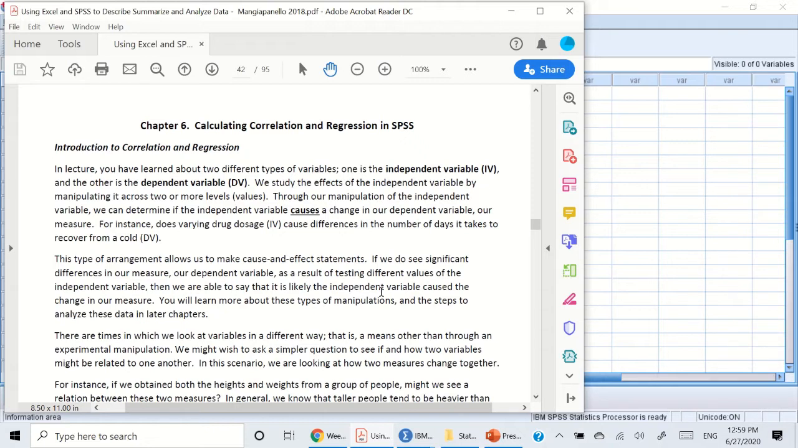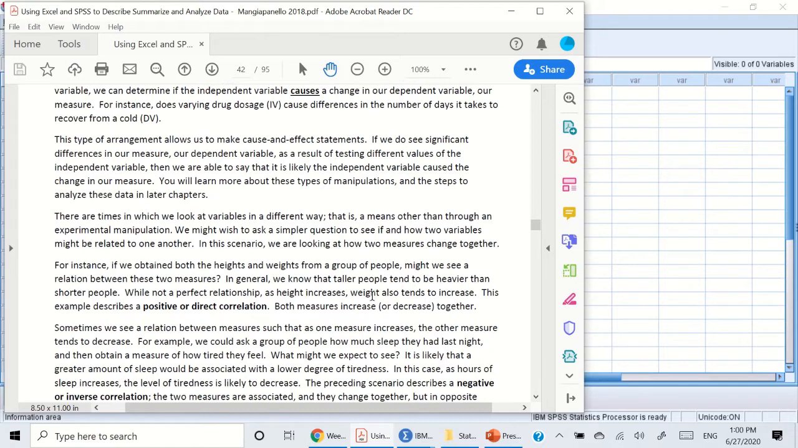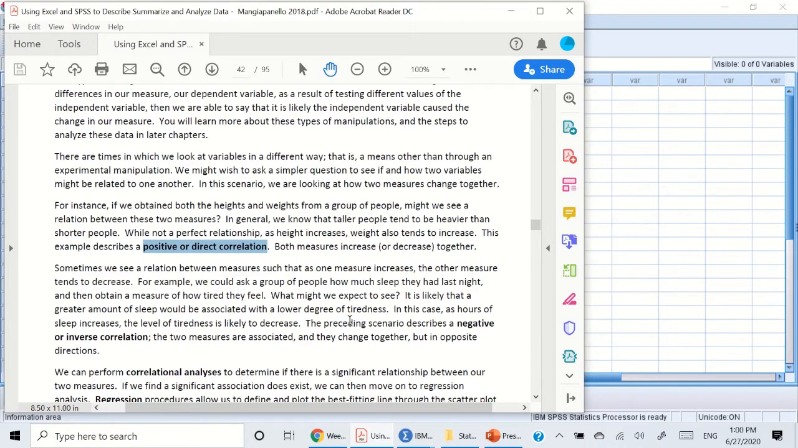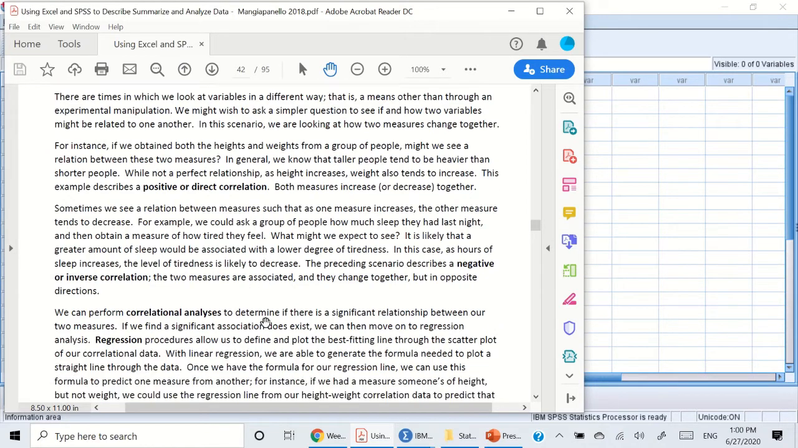So the only thing you are looking at is when x goes up, what happens to y? Does it also tend to go up, or does it tend to go down? When one goes up and the other one goes up as well, this is known as a positive or direct correlation. Now when one goes up and the other one goes down, this is a negative or inverse correlation. Okay, now when one goes up, the other one does not tend to move. That would mean that there is no correlation. Okay, so that is basically what it means.